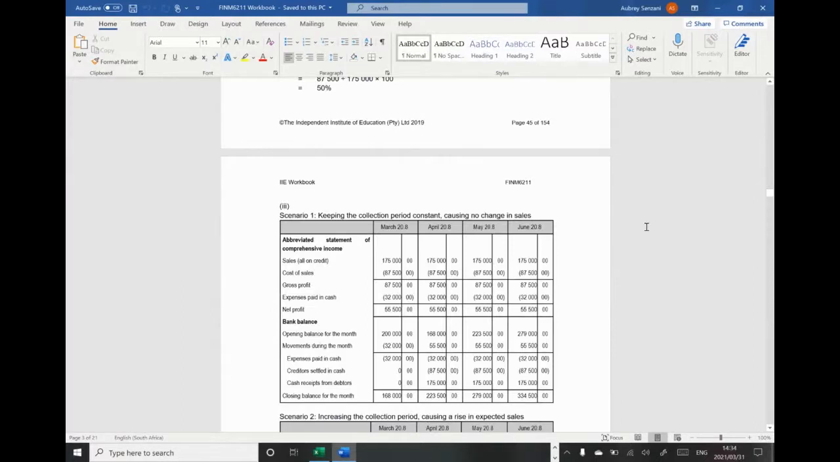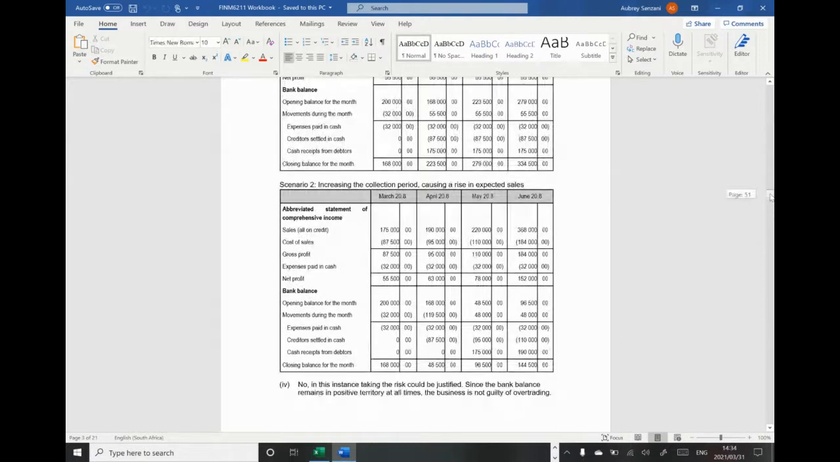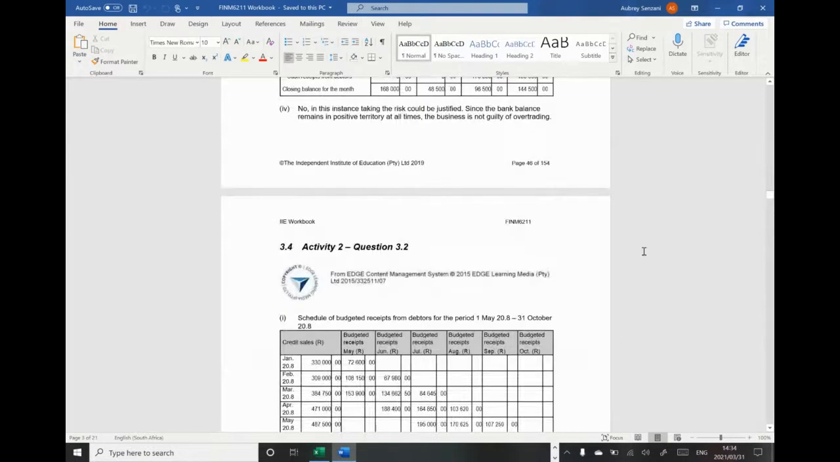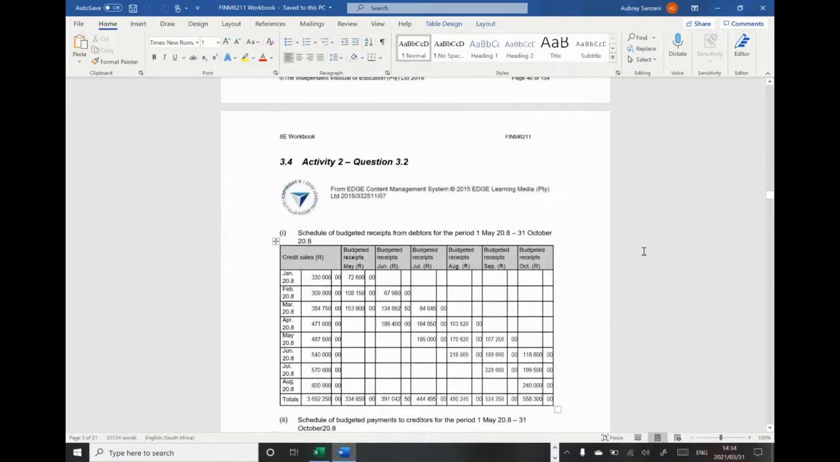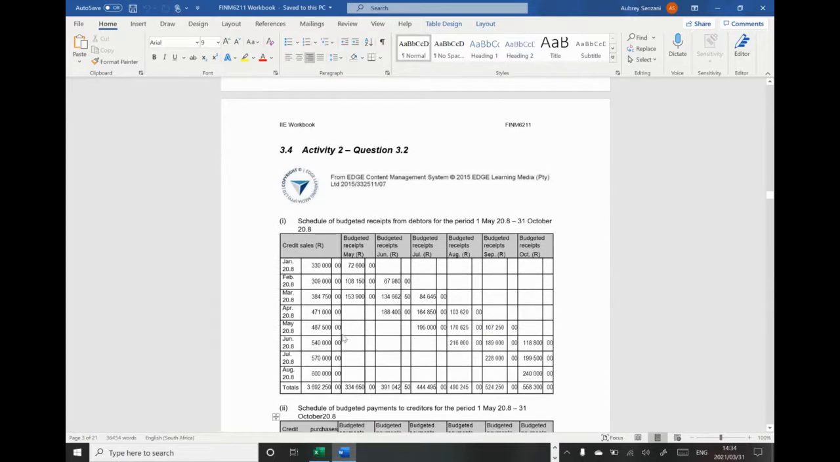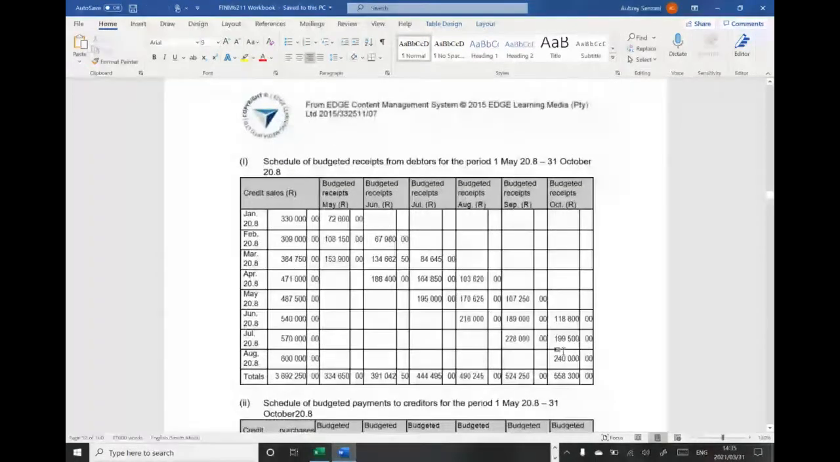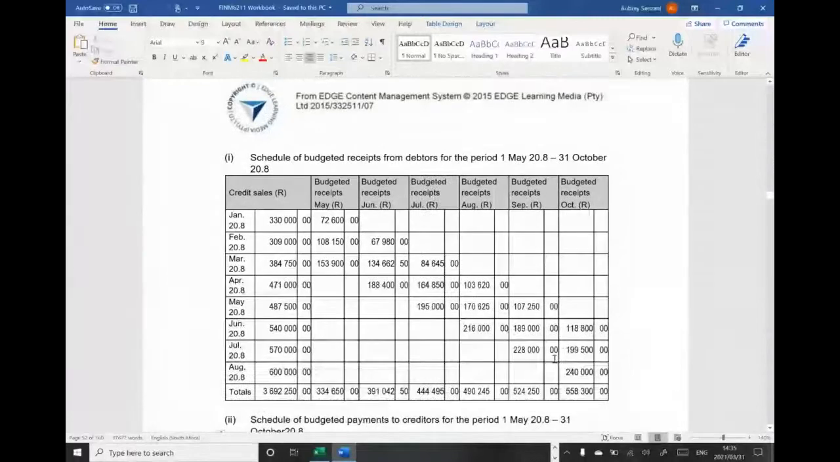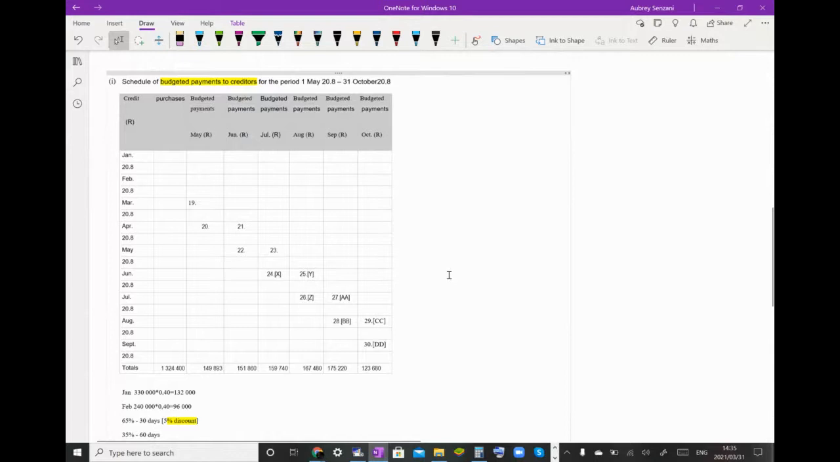Okay, so here we are. Is this it? Okay, here's our 3.2. Okay, so there you can see we were on the right track. And that's what your ultimate budgeted receipts is supposed to look like. Let me just zoom in a little bit. Okay, that's what it should look like. But then let's go on to the budgeted payments.